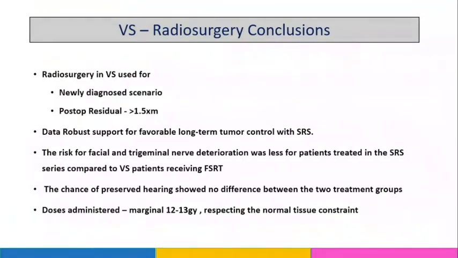So I think in conclusion, I would say that radiosurgery in vestibular schwannoma, sporadic vestibular schwannoma, is restricted to a newly diagnosed tumor. If it is less than 2.5 centimeters, in my experience, a post-op residual above 1 centimeter, and the risk of facial and trigeminal nerve deterioration is very, very small, and hearing preservation can be achieved in small tumors to a reliable extent of about 60%. Thank you.